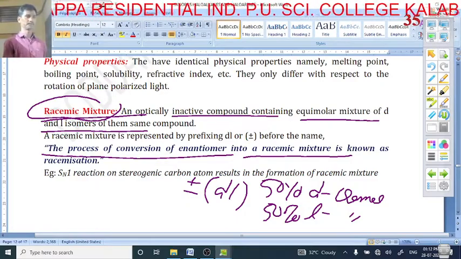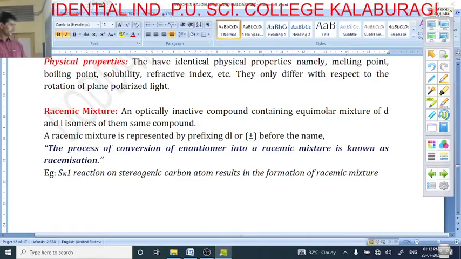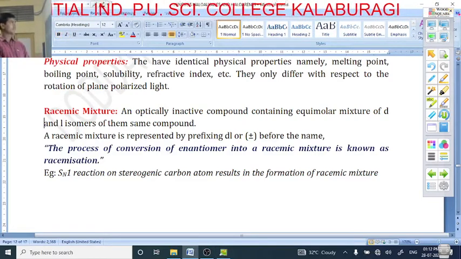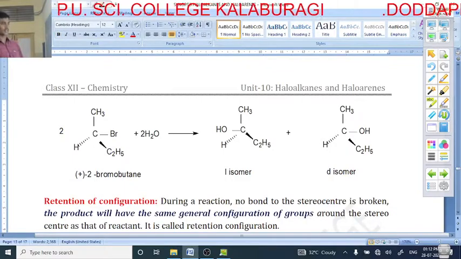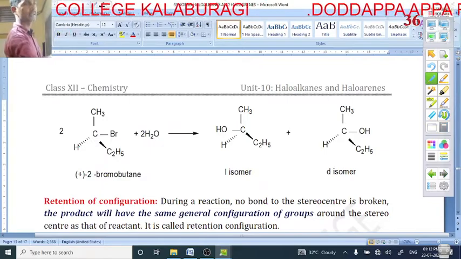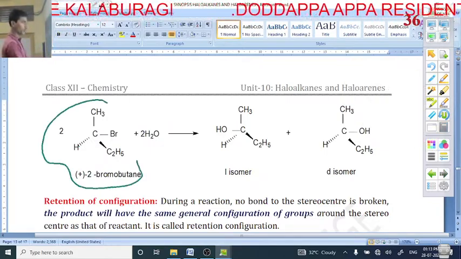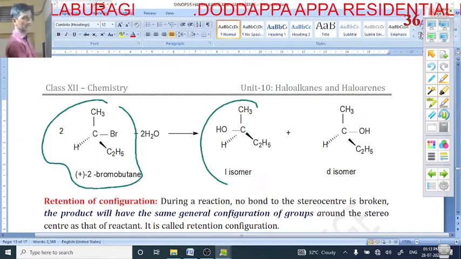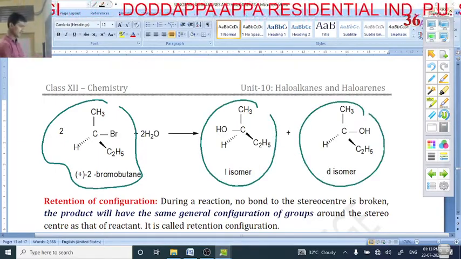Next is the SN1 reaction. This is an example of a racemic mixture. What happens, my dear students? We have already discussed it. Here, this is 2-bromobutane, and it gives L isomers and D isomers.